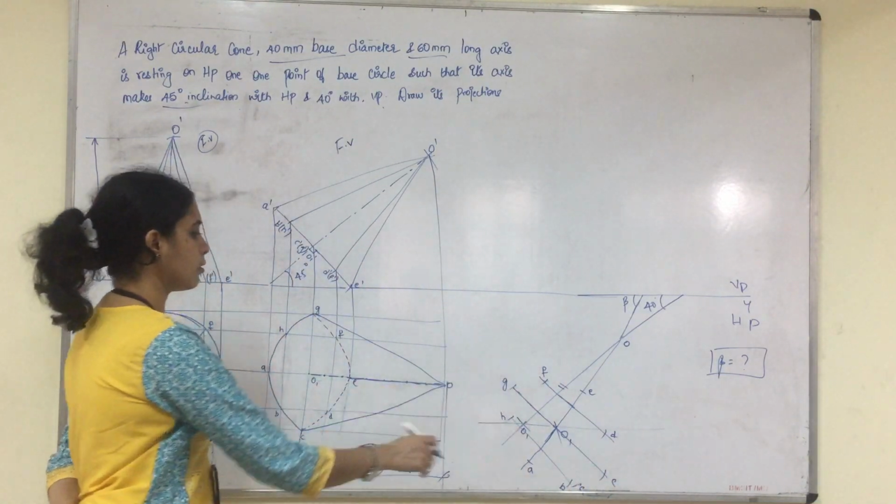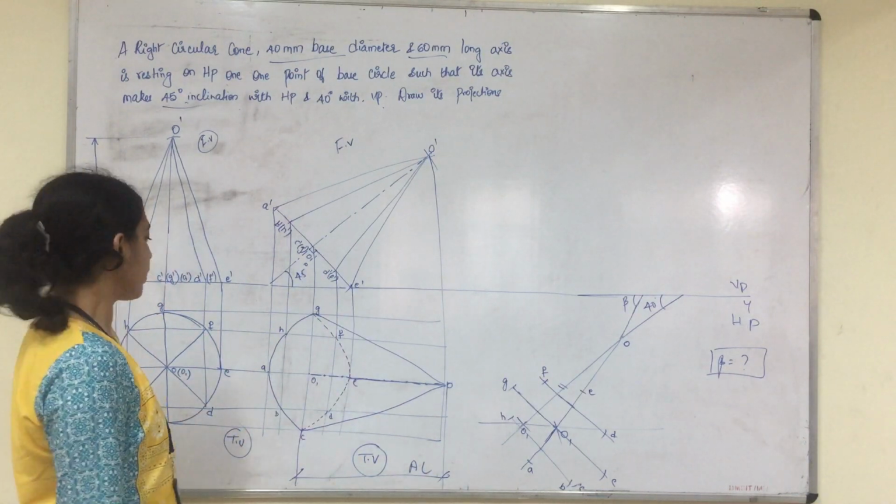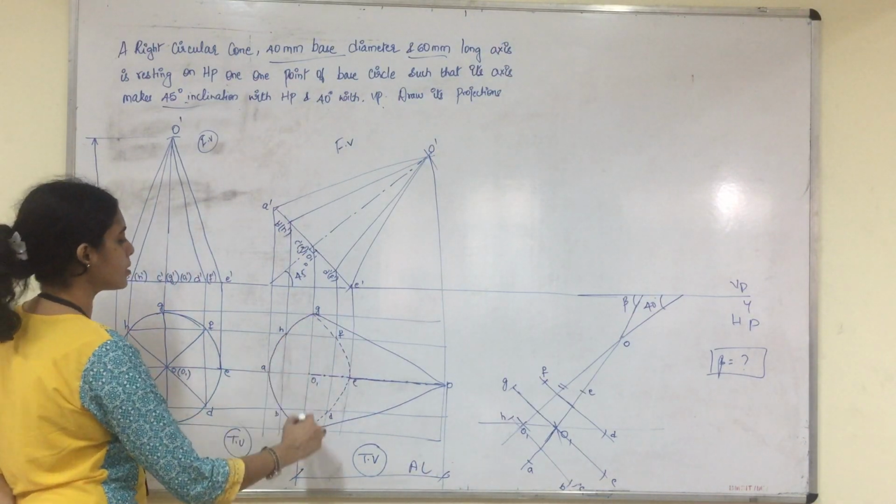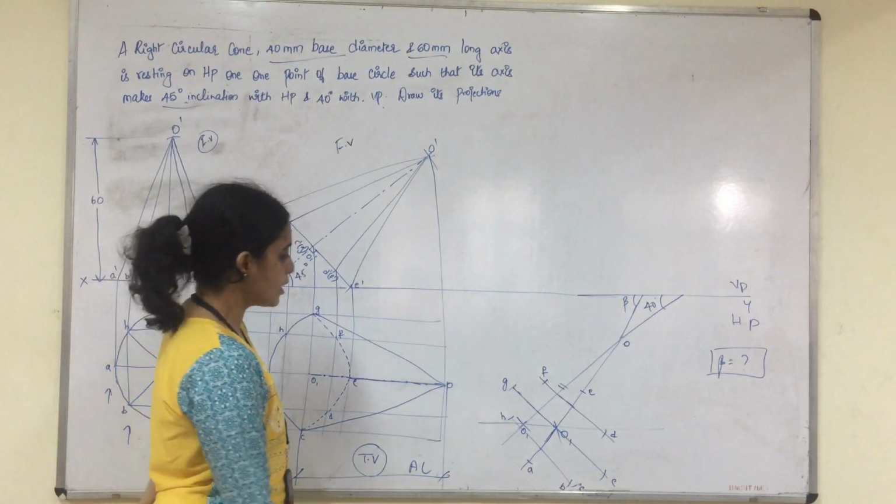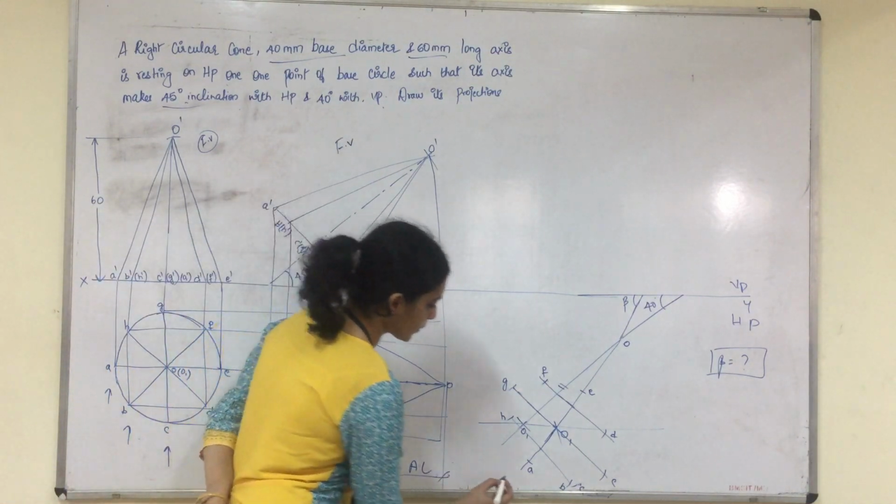So you have got the base circle, right? In that, half portion is visible and half portion is hidden. So trace it out accordingly.